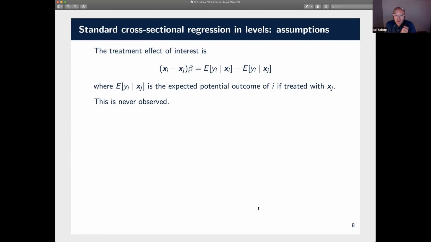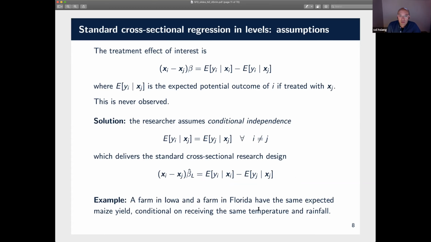The challenge is that we have this sort of fundamental problem. We're interested in the causal effect, which is essentially the change in X, the treatment, between two observations, scaled by the parameter beta. And so in the ideal experiment, what we would want to do is take some observation I and give it the treatment of unit I, and we would also give it the treatment of some other unit, unit J, and then we would difference those expected outcomes, and that would be the treatment effect we're interested in.